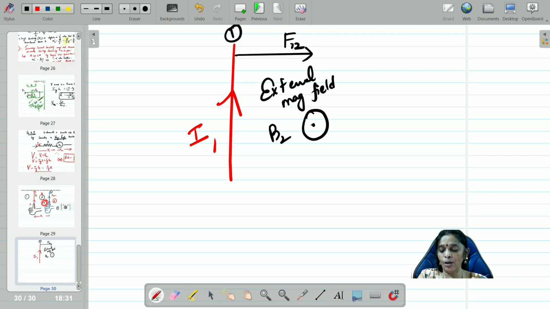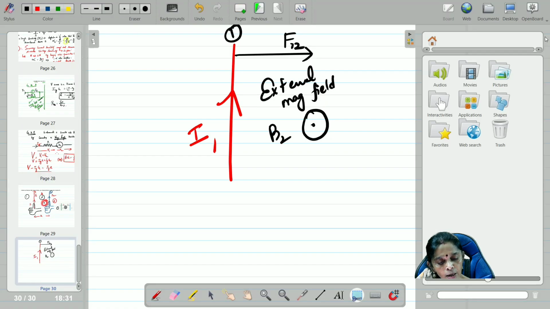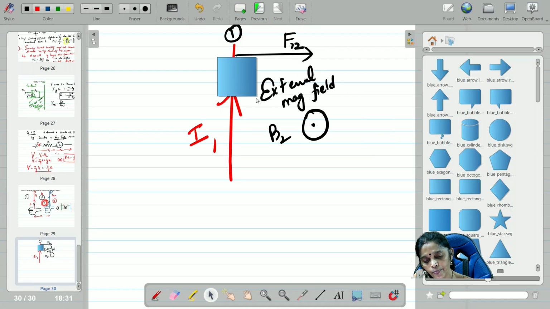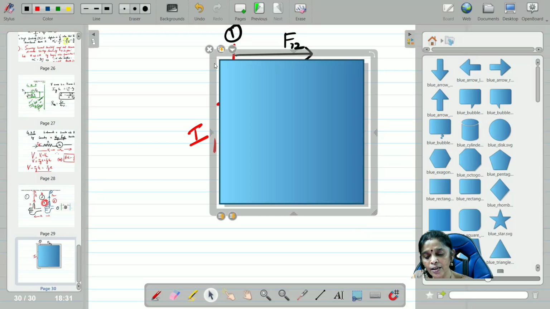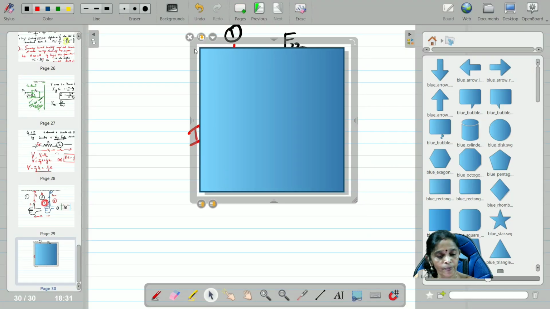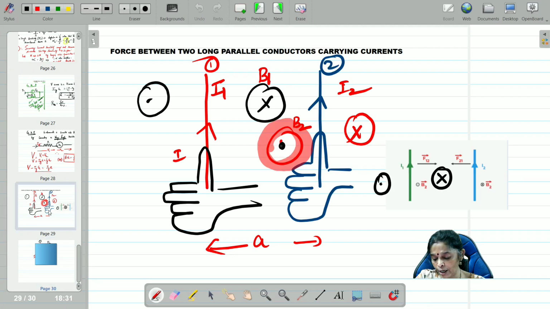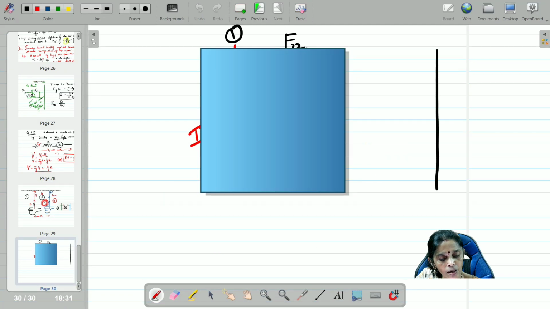I'm going to take the second wire. Forget about the first wire. In order to forget about the first wire, I'm going to take this and then mask it. I'm masking it, afterwards I'll remove the same thing. Okay? I forget. Now I'm going to take the second wire, children.